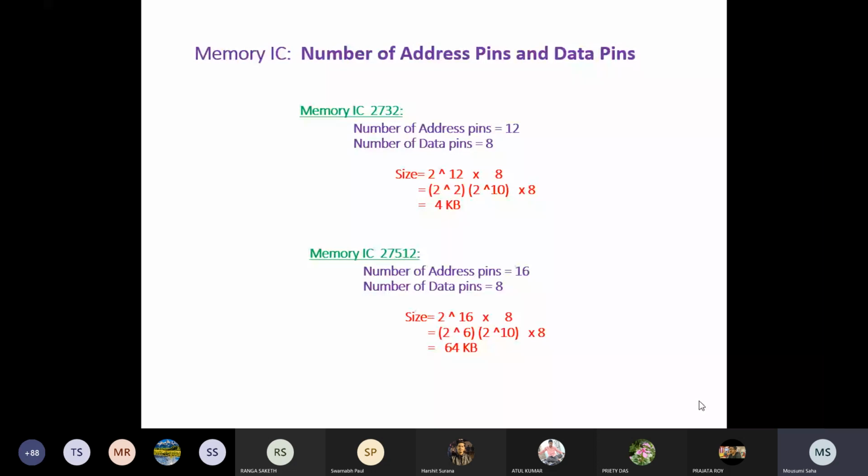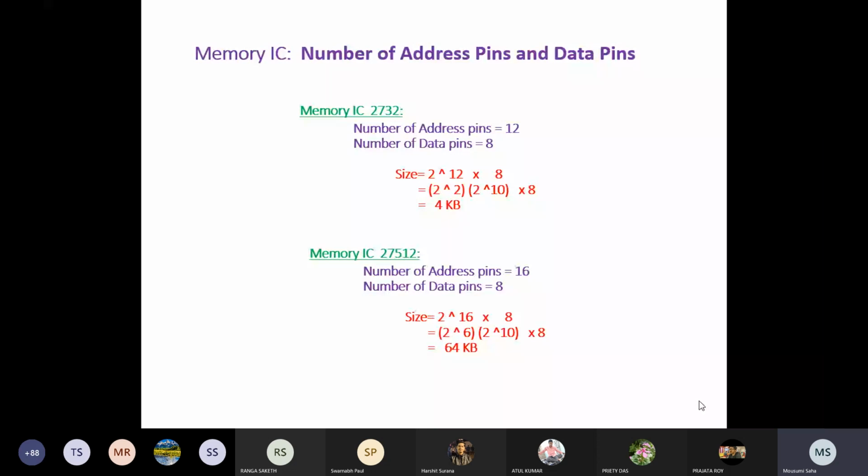2 to the power 12 into 8: 12 you can write as 10 plus 2. So 2 to the power 2 is 4, and 2 to the power 10 equals 1k. And 8 means byte. So you can say 4KB. This is not a small b, it is a capital B.